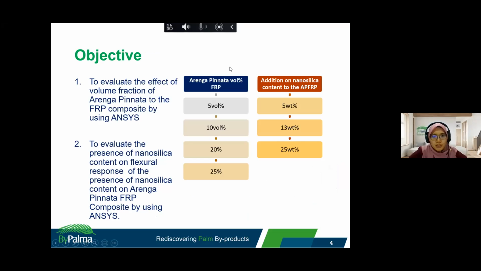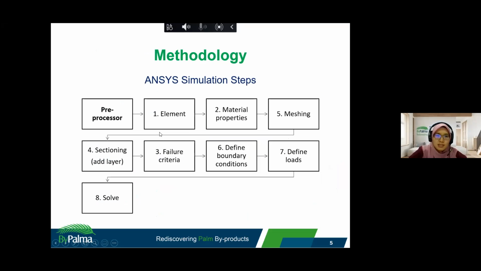So this will be the objective. The objective is to evaluate the effect of volume fraction for the bending analysis and also to evaluate the presence of nanosilica content in the APFRP by using ANSYS simulations.